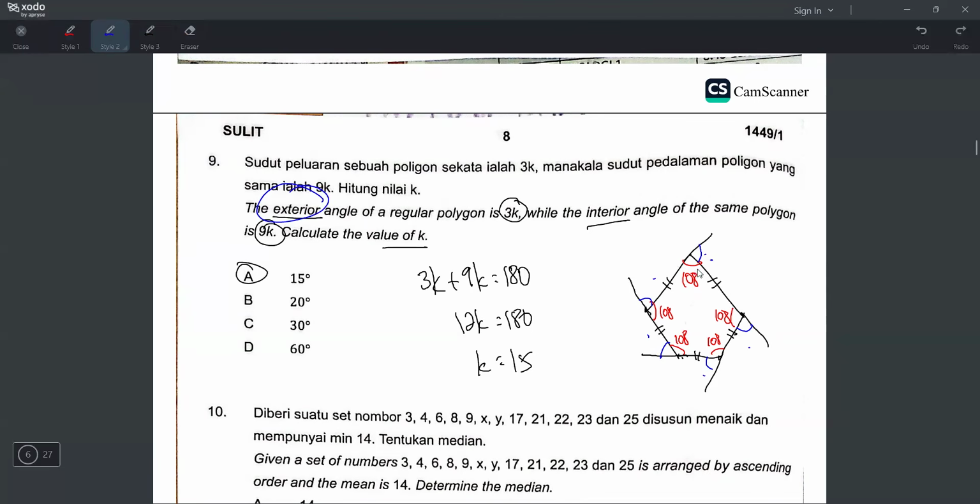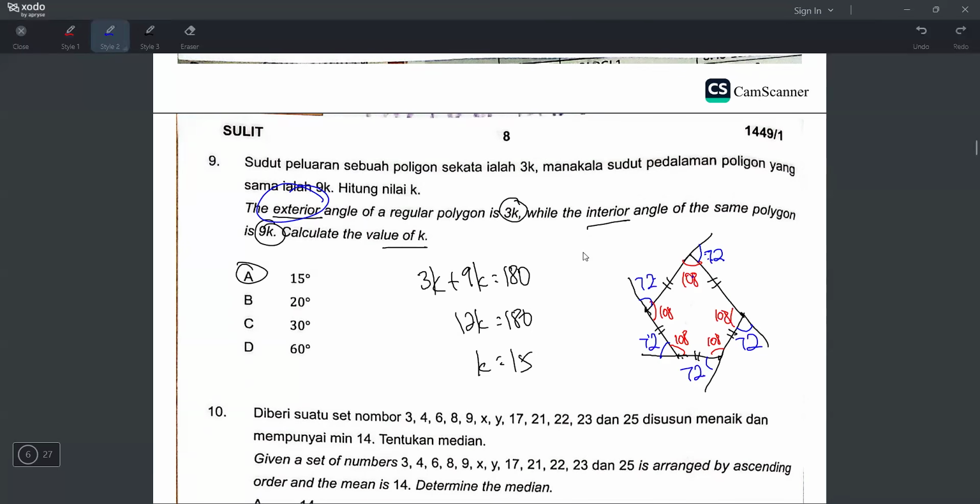And did you realize the exterior and interior, they both add up to 180? Yeah, they both add up to 180. So in order to get this, I just take 180 minus 108, I get 72. Yeah, because it's a straight line. That's why the sum here should be 180. And this would be 72, 72, 72, 72 also.